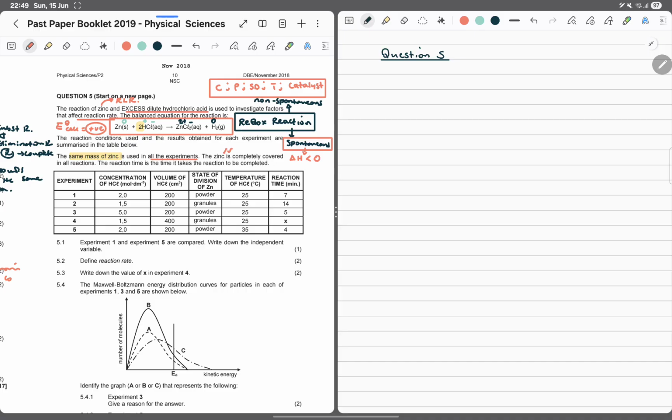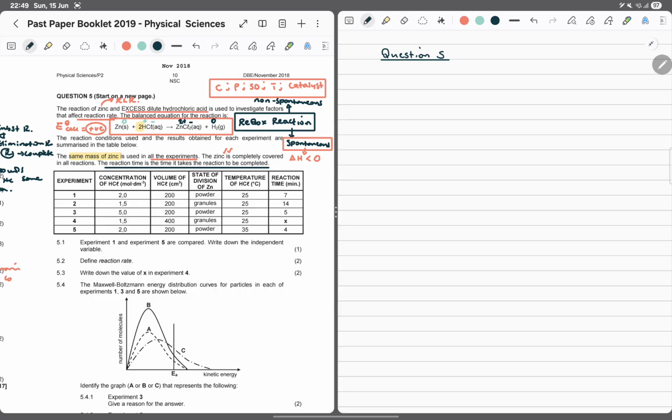This means the zinc is going to react completely. There will be no part of the zinc that does not react. Okay, the reaction time is the time it takes the reaction to be completed. Of course, this is a bit of a definition, which in another question paper this may be asked. What do you understand by the term reaction time? It's literally the time it takes for the reaction to start and all the way to finish. Right, so this is very important.